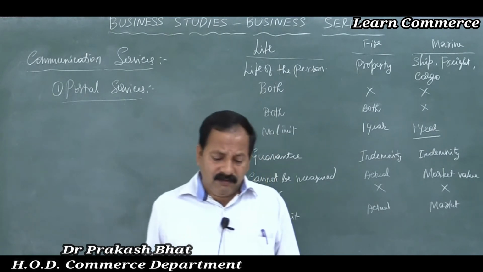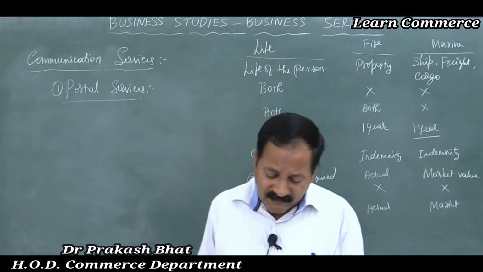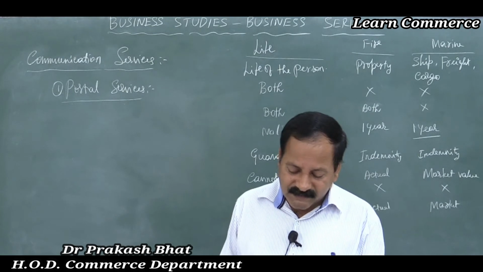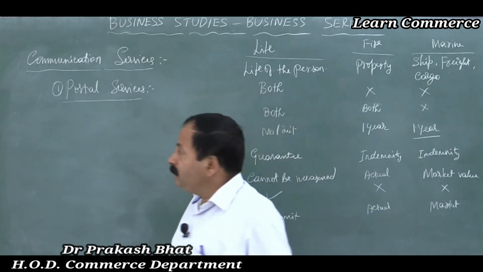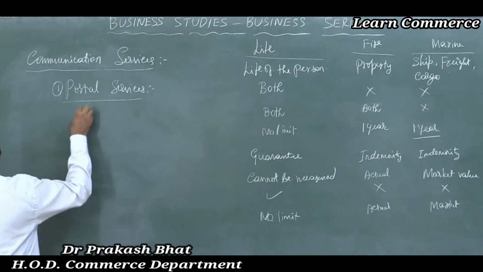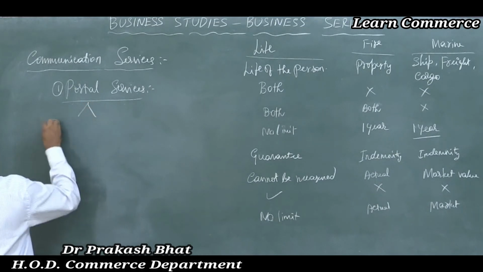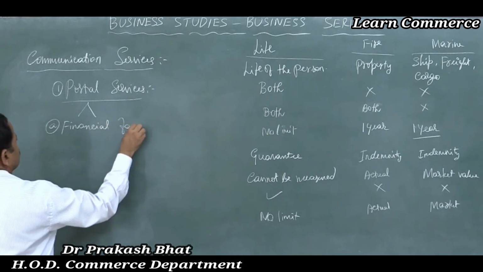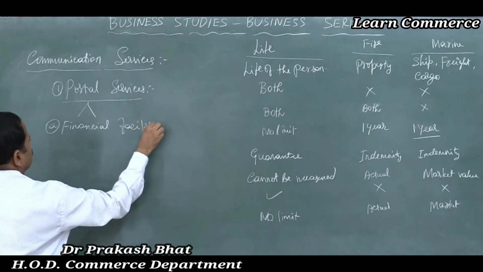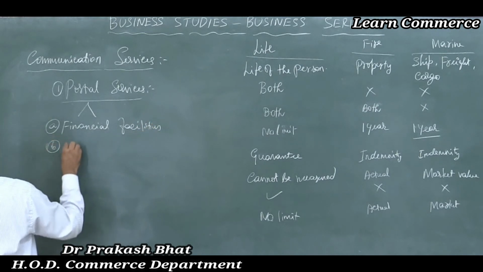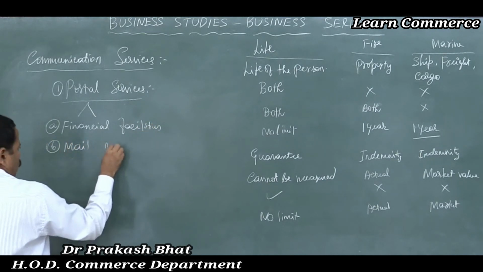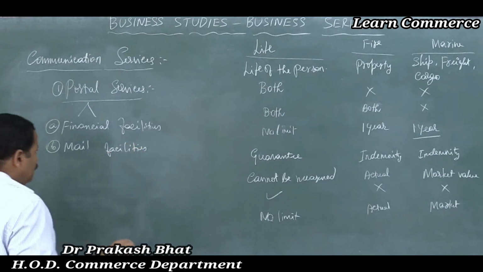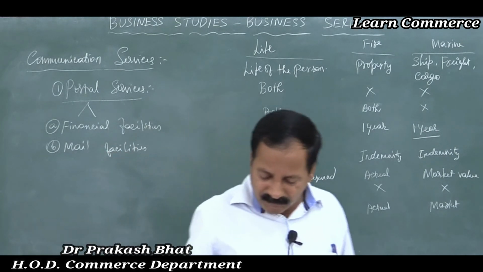And they provide two types of services. The post offices or postal services, there are two types. The first one is financial facilities, the second one is mail facilities. Two types of services. One is financial facilities, second one is mail facilities.